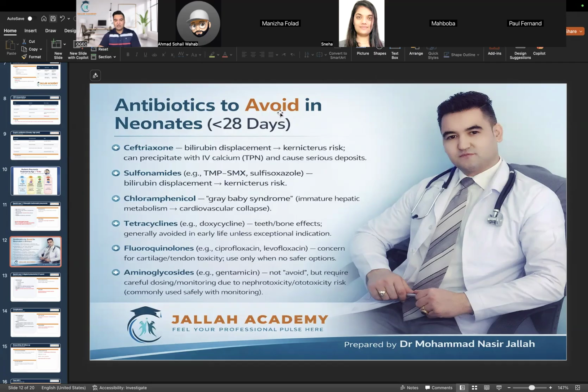Ceftriaxone, you cannot use it if the baby is less than 28 days because of the kernicterus risk. Sulfonamide, trimethoprim-sulfamethoxazole, same reason. Chloramphenicol: gray baby syndrome, immature hepatic metabolism, cardiovascular collapse. Tetracycline, doxycycline: teeth and bone effect. These teeth are going to start discoloring. Fluoroquinolones, ciprofloxacin, or any of them, levofloxacin: concern of cartilage and tendon toxicity, use only when no safer option.